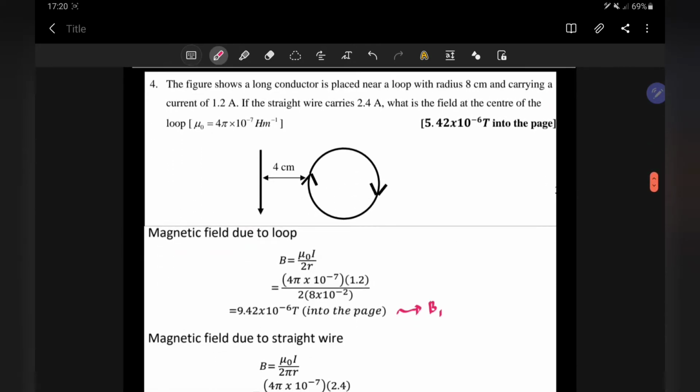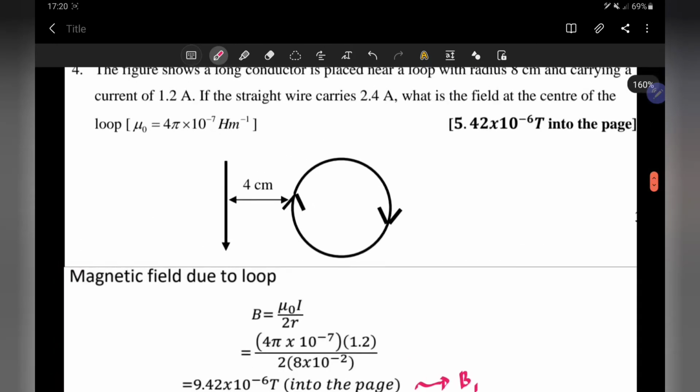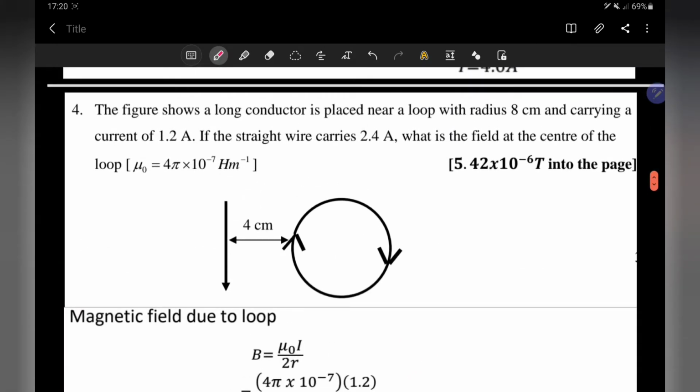Alright, listen carefully for this question, because I think it's really tricky. We have some hidden info here. So what do we have now? First, the figure shows a long conductor placed near a loop. So we have two different conductors, a straight conductor and a loop with radius 8 cm. The radius given is 8 cm, and it carries a current of 1.2 ampere. Let's say this is I2. I2 is 1.2 ampere, the current carried by the loop. If the straight wire carries a current, that one is I1, so I1 given now is 2.4 ampere.